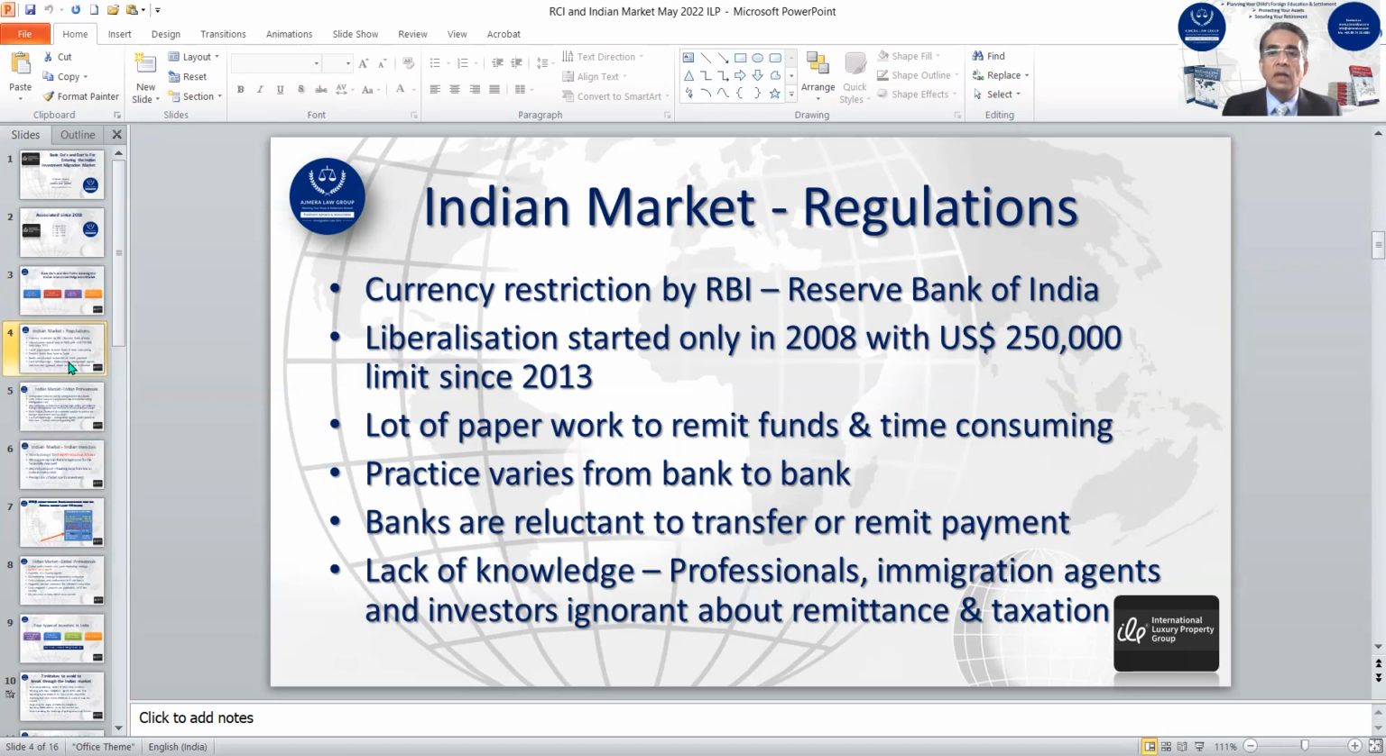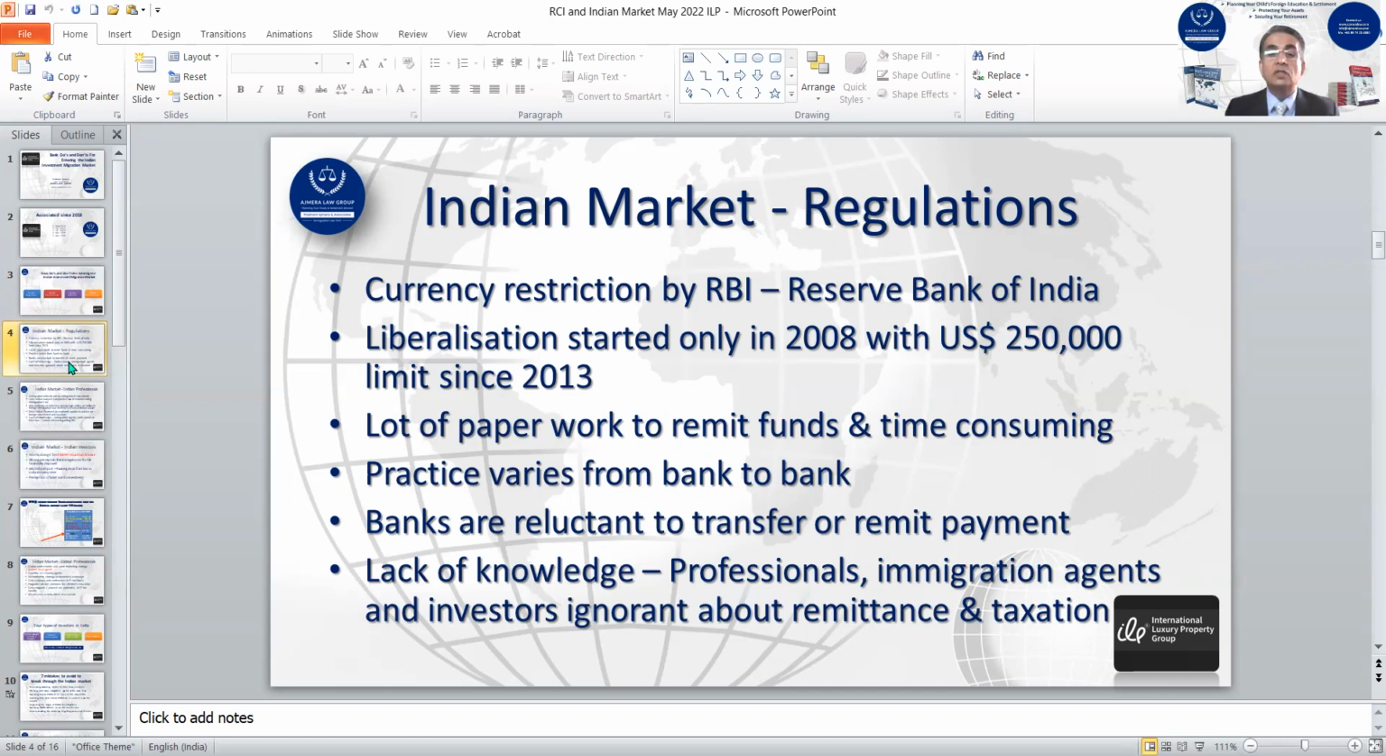And remember, the Indian financial year starts on the 1st of April and finishes on the 31st of March. When it comes to remitting money out, it requires a lot of paperwork. You need to fill up a form, provide an invoice, provide an agreement and other supporting documents, and in many cases a CA certificate from an Indian chartered accountant. It can be time consuming, particularly if you're doing this transaction for the first time.